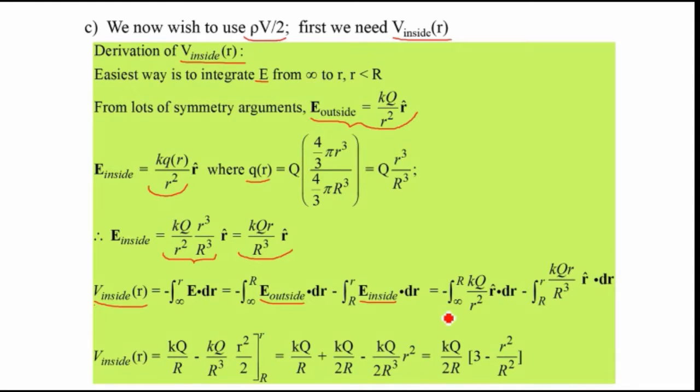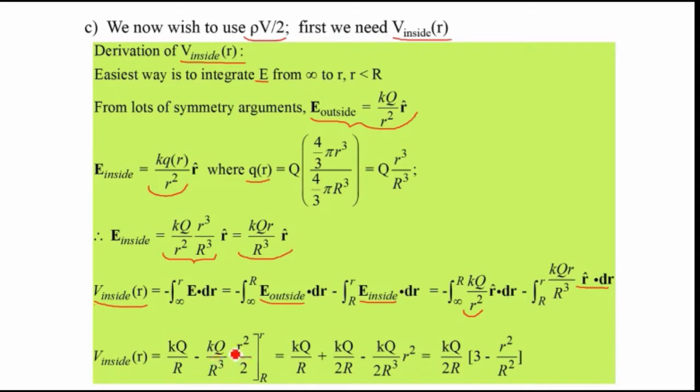So if we put that in, we'll have the integral from infinity to capital R here. And remember that dr and r can be taken parallel to each other. And then we have the E inside integrated from capital R to little r. The sum of these two will give us the potential at the little radius r. And again, these are parallel. Doing the integrals, for the outside value, we'll have kq over capital R. And then we have the inside contribution, which is proportional to r squared.